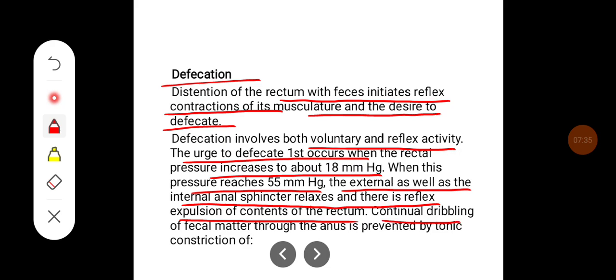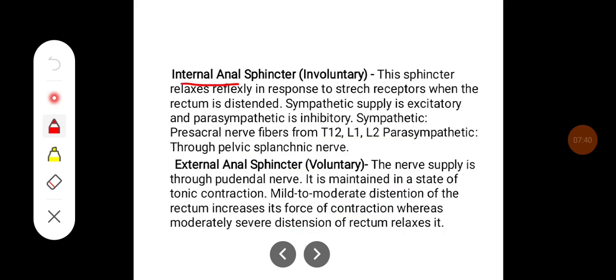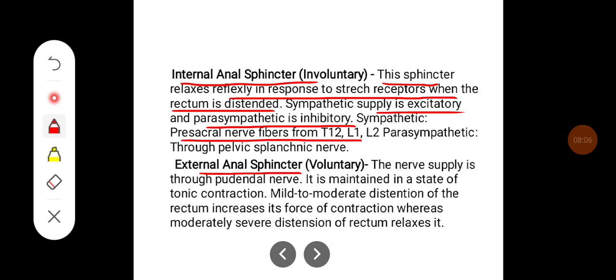Continual dribbling of the fecal matter through the anus is prevented by tonic contraction of the internal anal sphincter and external anal sphincter, that is involuntary and voluntary respectively. The internal anal sphincter relaxes reflexly in response to stretch receptors when the rectum is distended. Sympathetic supply is excitatory and parasympathetic supply is inhibitory. Sympathetic supply is from the presacral nerve fibers from T12, L1 and L2, and parasympathetic is through the pelvic splanchnic nerve.